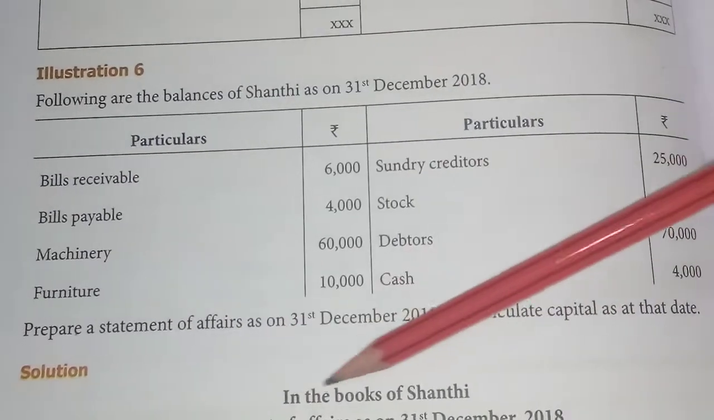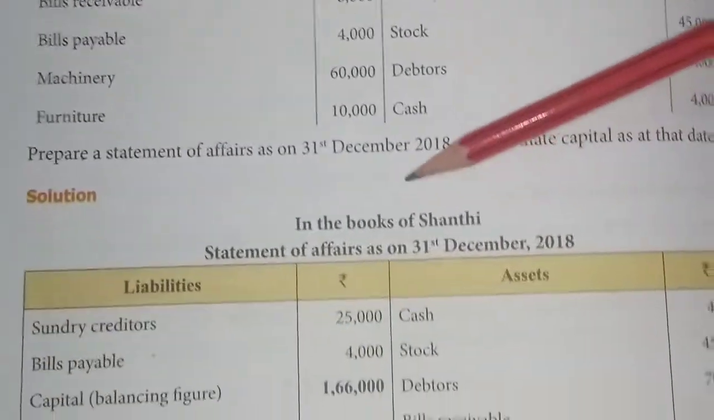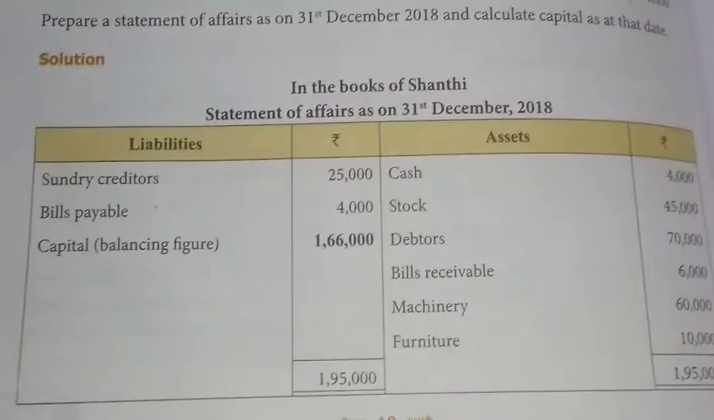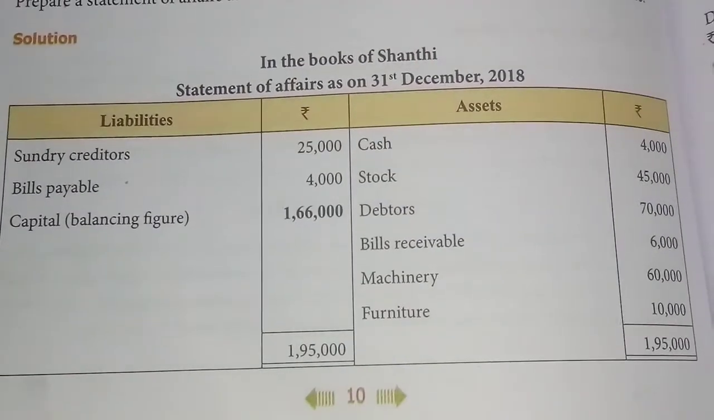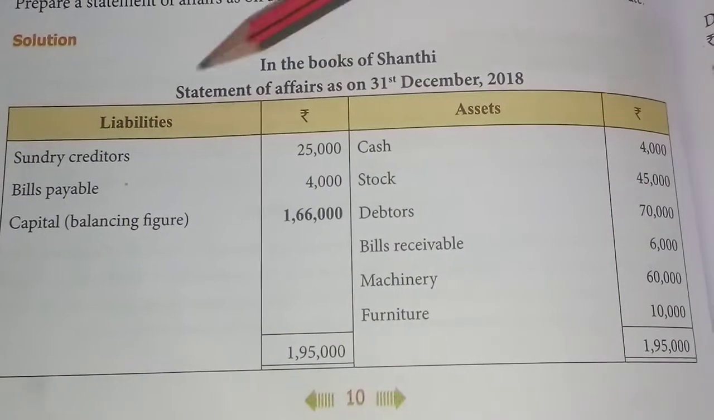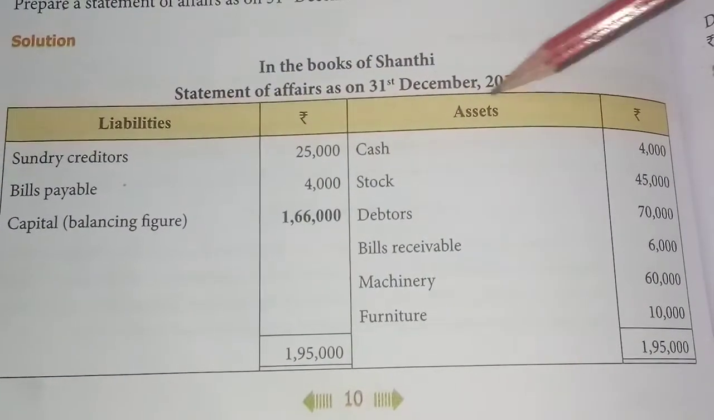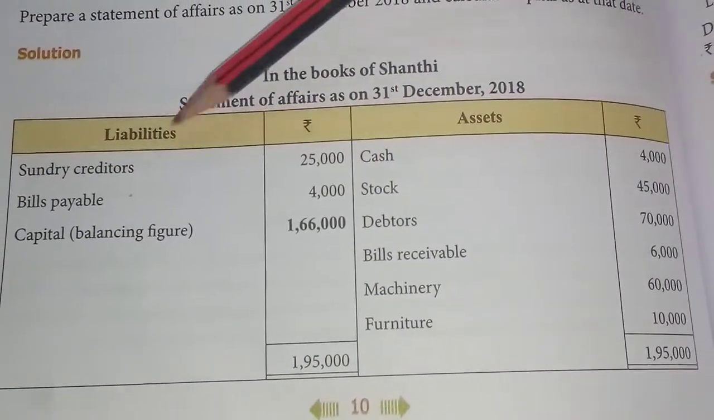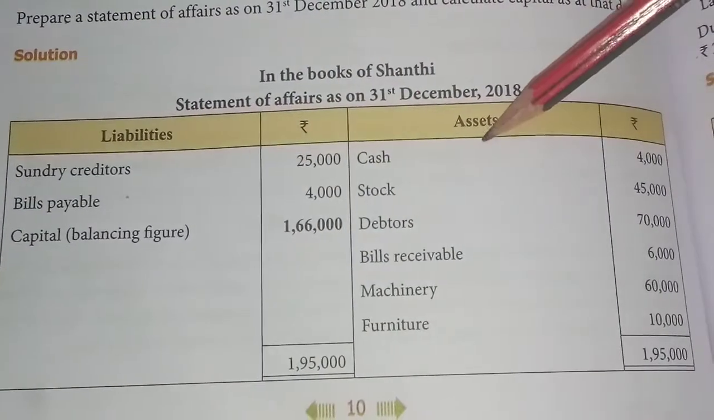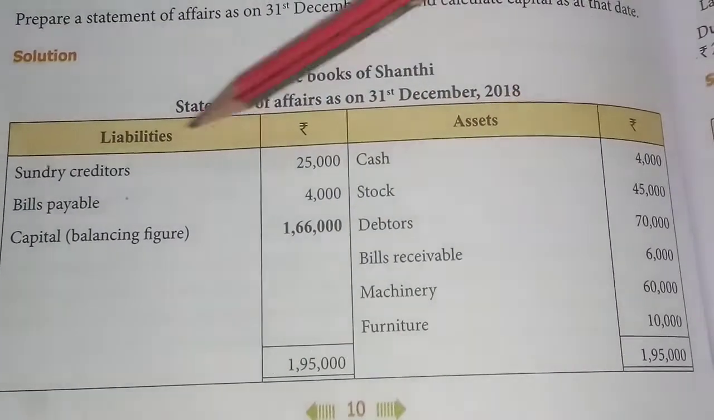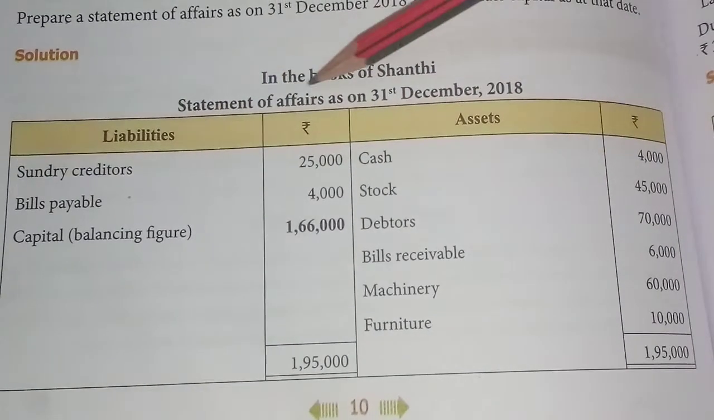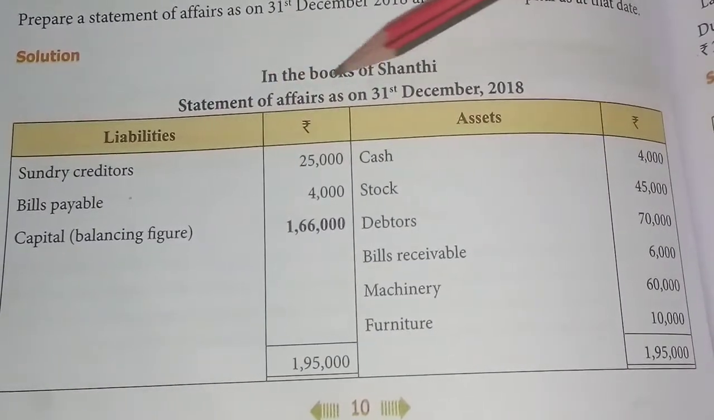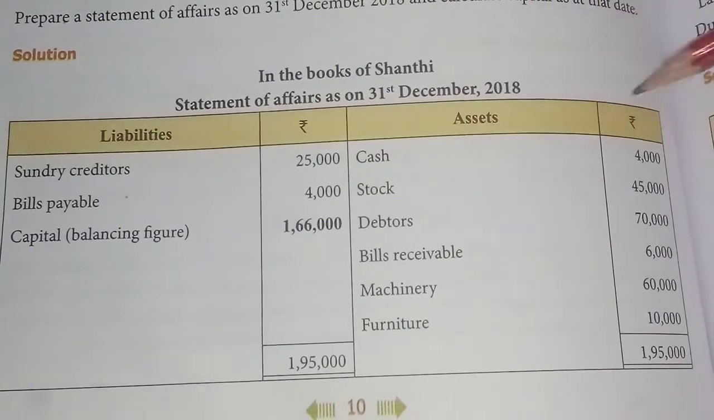So the solution. In the books of Shanti, we have to write: in the books of Shanti, then statement of affairs as on 31st December 2018. You can take 2 pages. Assets on the right side page, liabilities on the left side page. So you have to write in the middle, in the books of Shanti. This also should complete 2 pages.